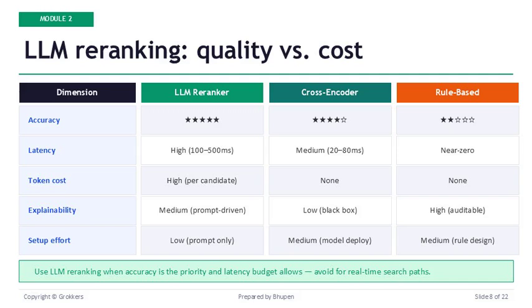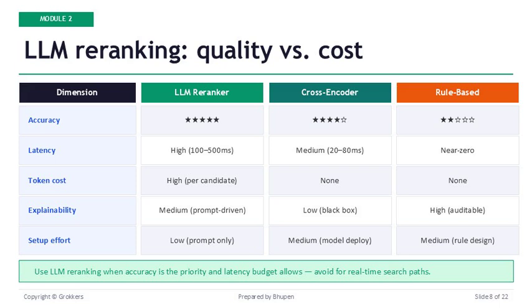Time for a head-to-head comparison. And I want you to think of this like choosing a car. The LLM Reranker is your luxury sedan, 5-star accuracy, incredibly comfortable ride, but expensive to fuel and not the fastest off the line. Latency runs 100 to 500 milliseconds per candidate, and every candidate costs you tokens.